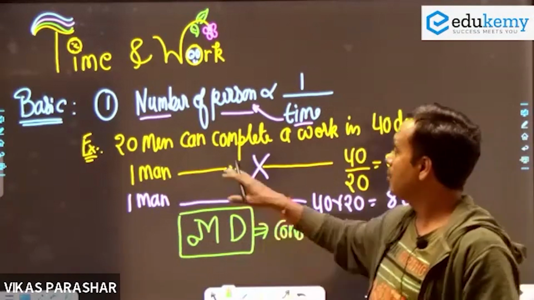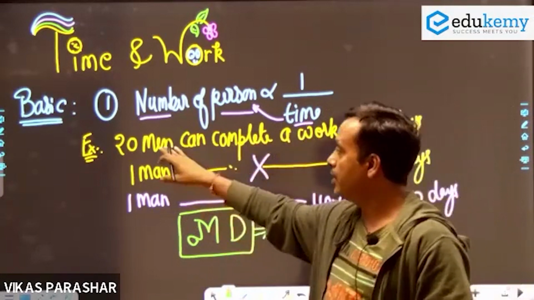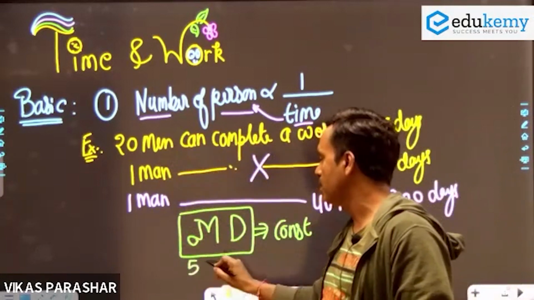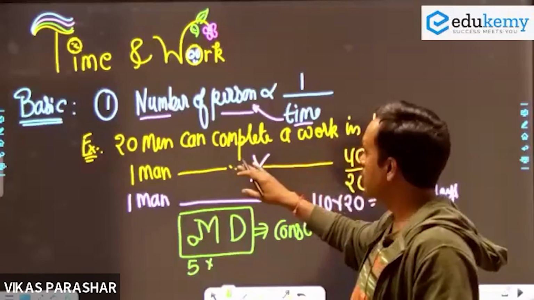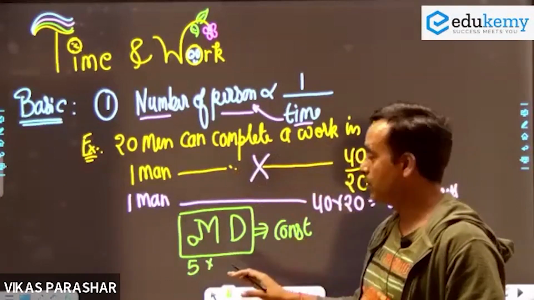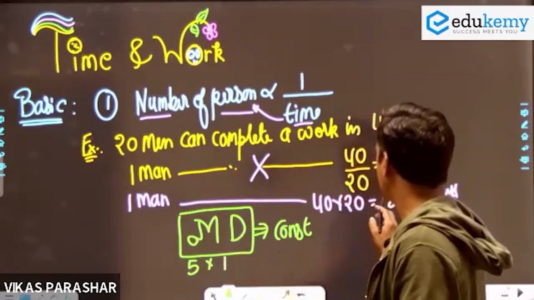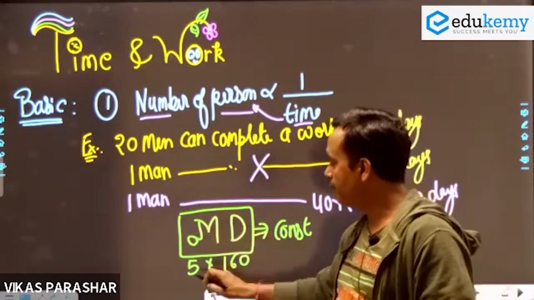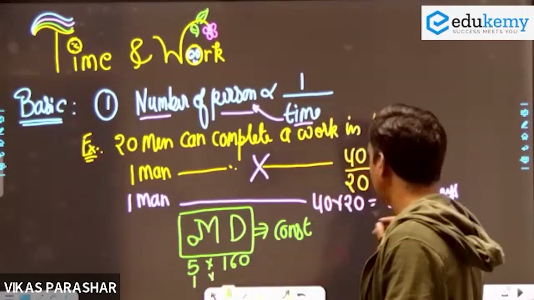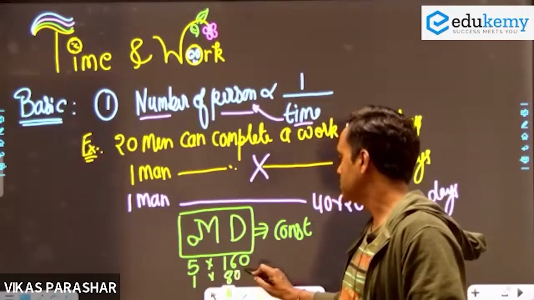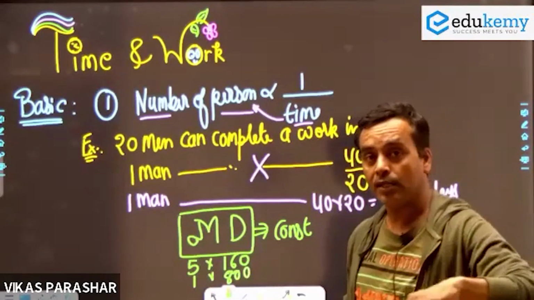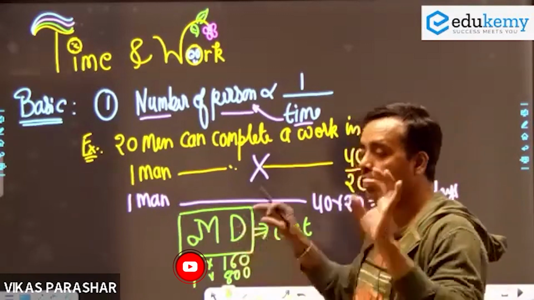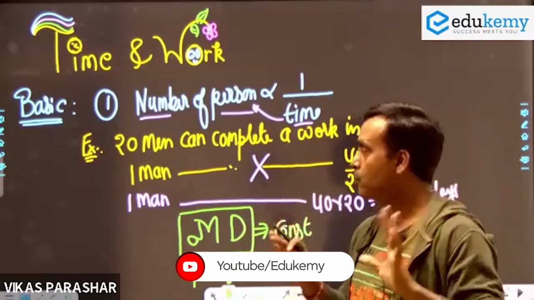ओके, 20 मैन कंप्लीट द वर्क इन 40 डेज. अच्छा था 20 की जगह अगर मैं 5 मैन ले लेता, सेम वर्क, तो 800 को 5 से भाग दो, 160 डेज में कंप्लीट करते हैं. अच्छा मैं सिर्फ 1 मैन ले लेता, तो 800 डेज में कंप्लीट करता. और मैं 800 मैन ले लेता तो 1 डे में कंप्लीट हो जाता. तो इनका प्रोडक्ट इज ऑलवेज कांस्टेंट. ठीक है.